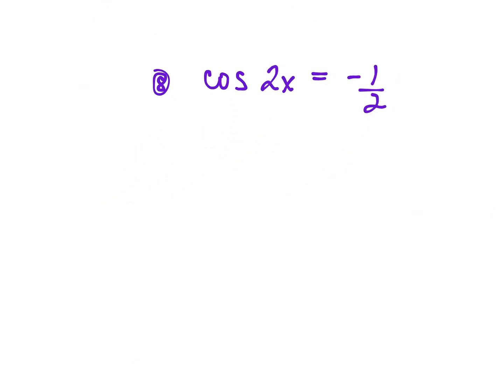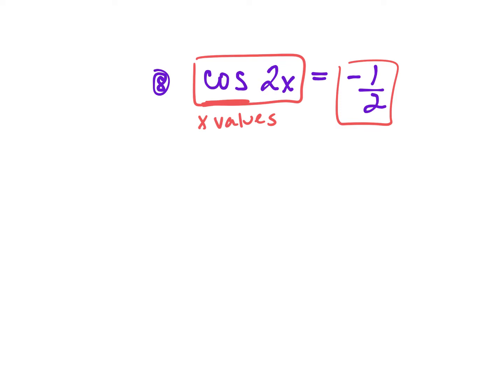So 8. Remember, our goal with all of these is to always get our trig function all by itself. We have a 2 inside there, so we can't do anything with the 2 yet. So our trig function's all by itself. Cosine tells us we need to look at which values? X values. So where do we have x values of negative 1/2? On our unit circle, 2 pi over 3? And where else? 4 pi over 3?